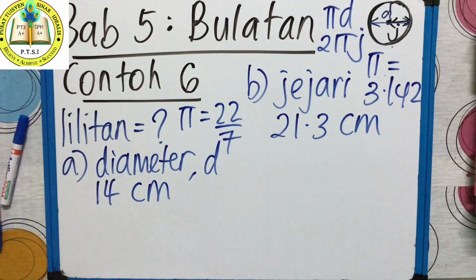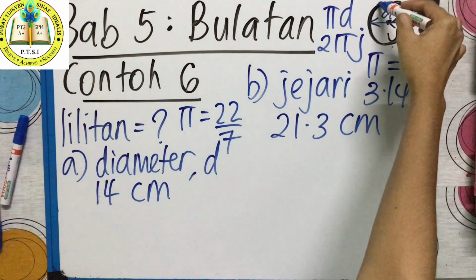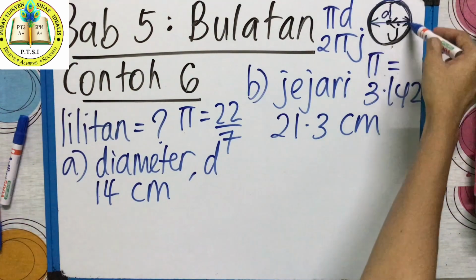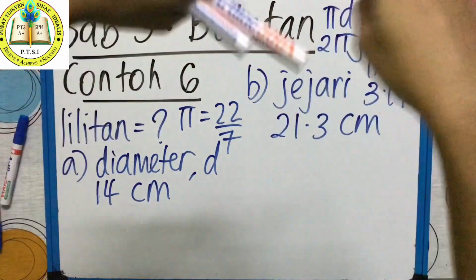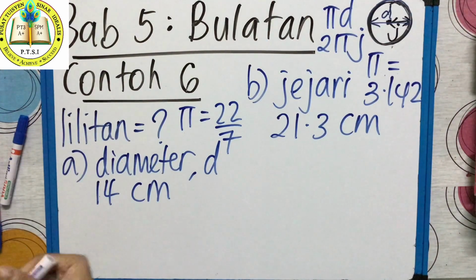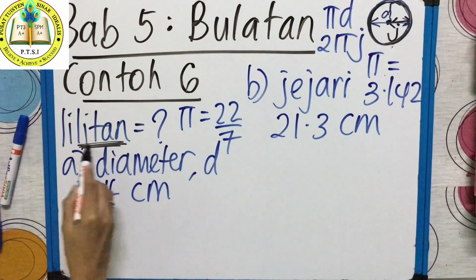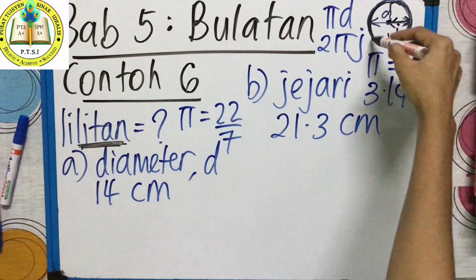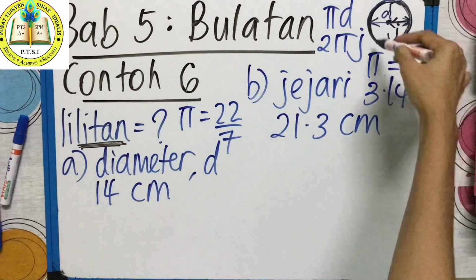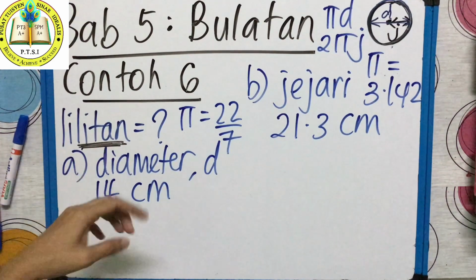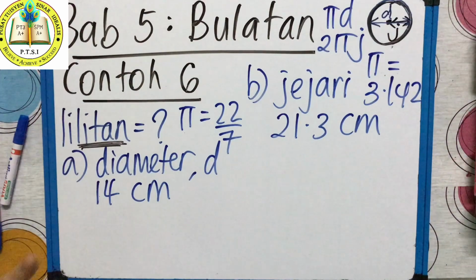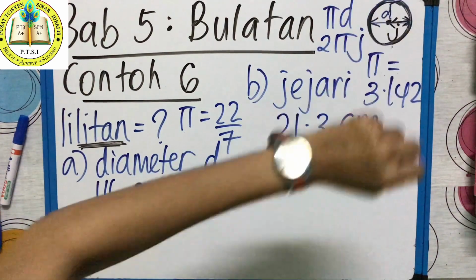Apa itu lilatan? Lilatan is the outer line of the circle. That's what we call circumference. Sebelum ni kamu sudah belajar perimeter kan? Apa itu perimeter? The outline. So bila kita kata lilatan, lilatan adalah perimeter bulatan. It's actually the outline of the circle. Do you understand class? So sekarang contoh 6, soalan minta lilatan. They ask you to find lilatan. What is lilatan? The outline of the circle.